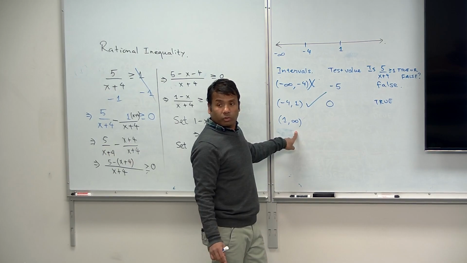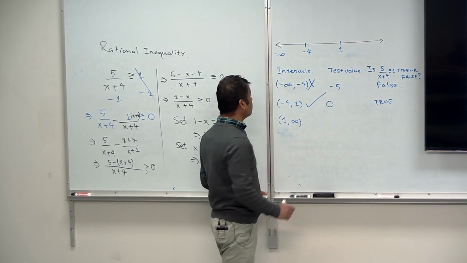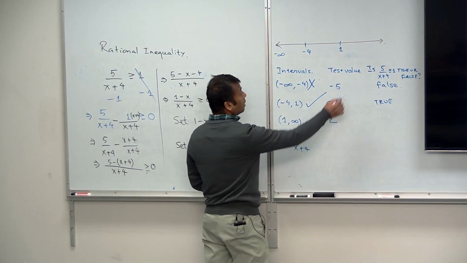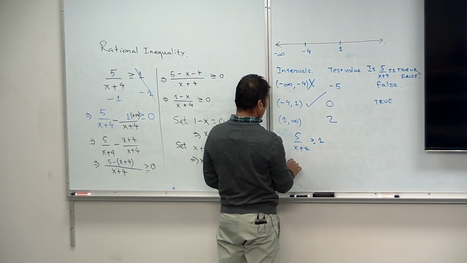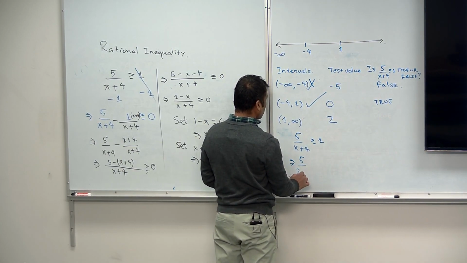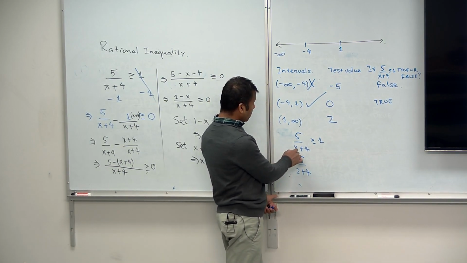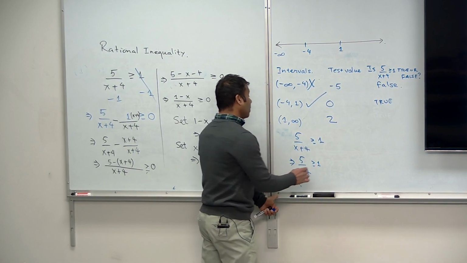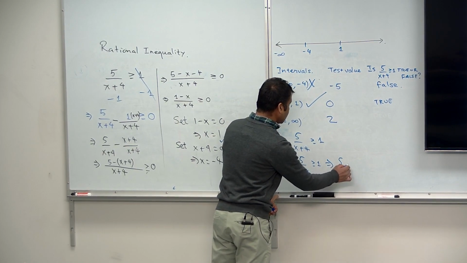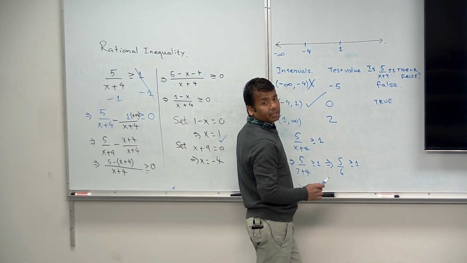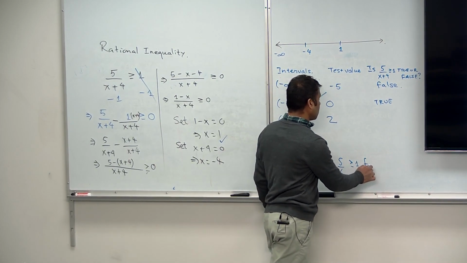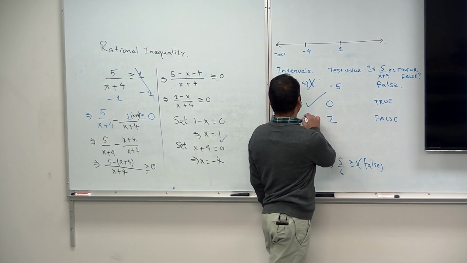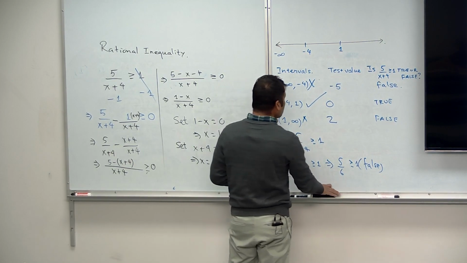Now, what test value will we choose from here? 2. Now, your original inequality is 5 over x plus 4 is greater or equal to 1. You plug in x equal to 2, so 5 over 2 plus 4. Are you guys with me? I plug in x equal to 2, right? Greater or equal to 1. And now this is going to be 5 over 6 is greater or equal to 1. What do you think? Is it true or false? False. So it cannot be a solution. That makes sense?